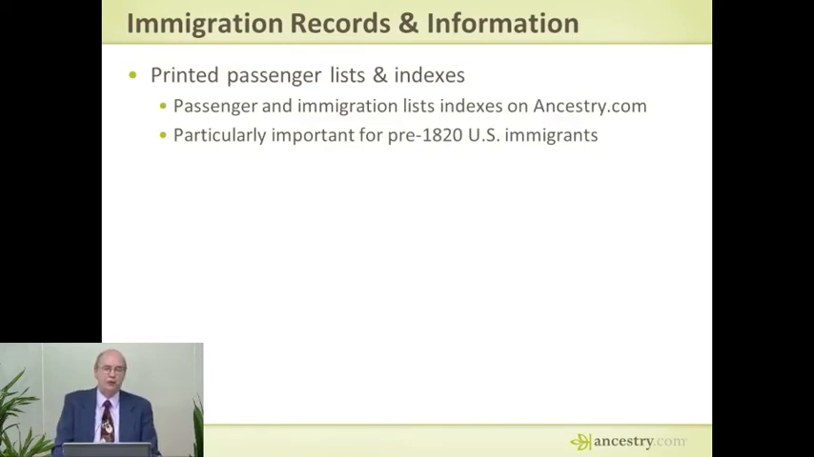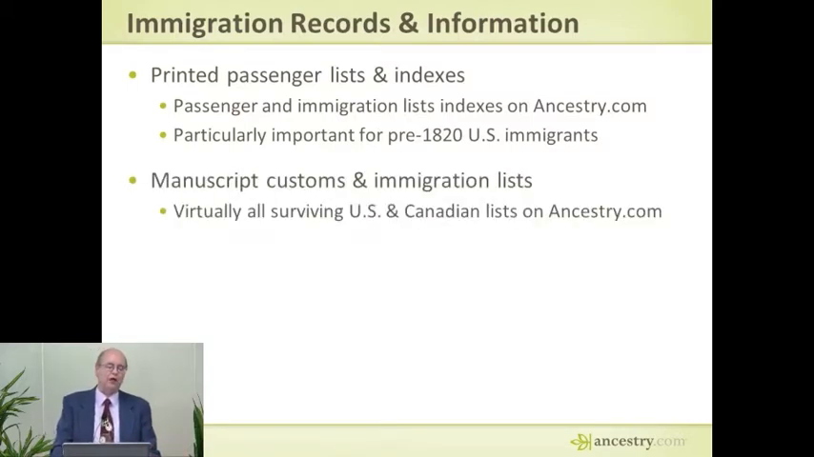There's a wonderful database on Ancestry called Passenger and Immigration Lists Index. And that database has some great material for pre- and post-1820 immigrants. But 1820 is a key date we'll talk about later. Then you can search the manuscript customs and the manuscript immigration lists. Now, virtually all surviving U.S. and Canadian lists are available at Ancestry.com. Some of them are elsewhere as well.